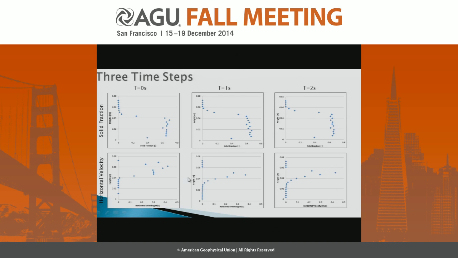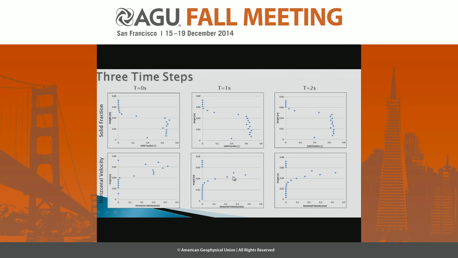So here we've got just 3 example time steps of this. At the very beginning, 0 seconds into the flow, 1 second into the flow, about the middle, and then 2 seconds in. Down here in the bottom, we've got the horizontal velocity versus the height, and then the solid fraction, or just a measurement of the density of the flow, again with respect to height. So up at the top, this is where we don't have a lot of particles. It's very sparse flow, and down at the bottom, it's much more dense, where we actually have the whole system.